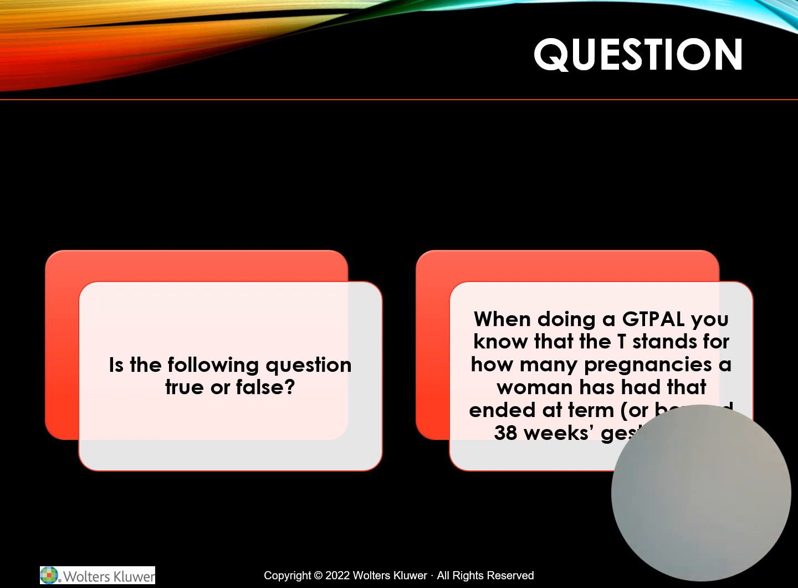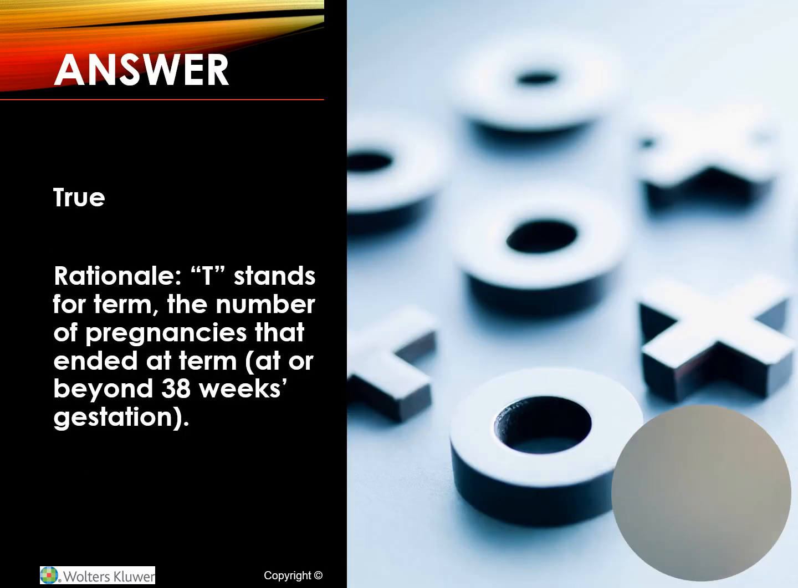True or false? When doing a GTPAL, you know that the T stands for how many pregnancies a woman has had that ended at term or beyond 38 weeks gestation. And that is true.